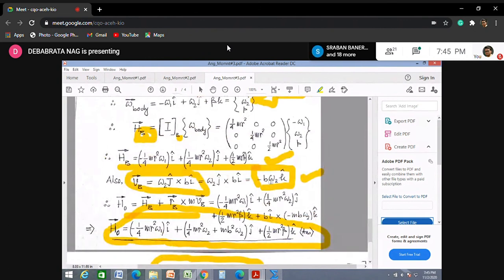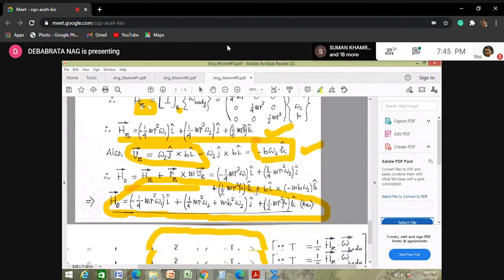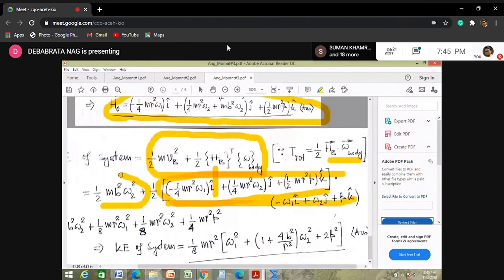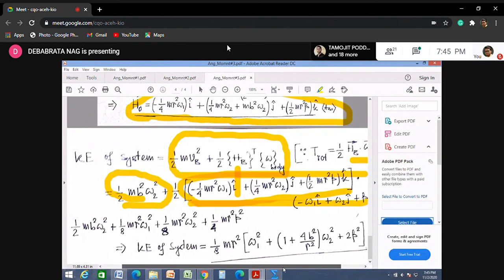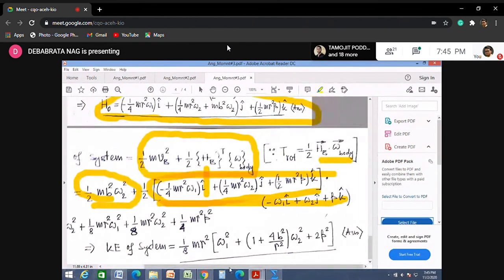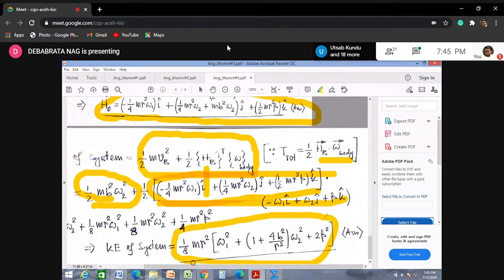We have already found the velocity of the center of mass over here. This is the velocity of the center of mass, so this will be the translational kinetic energy term. Now if I add these two, and then algebraically collect and simplify all these terms, you see this will be the ultimate kinetic energy of the system.